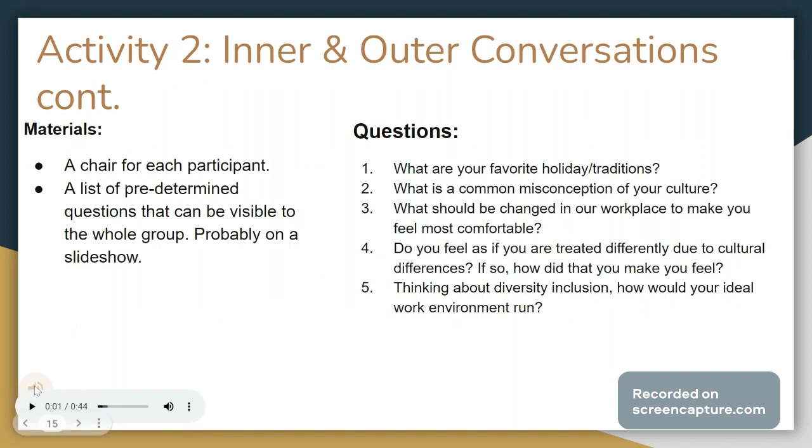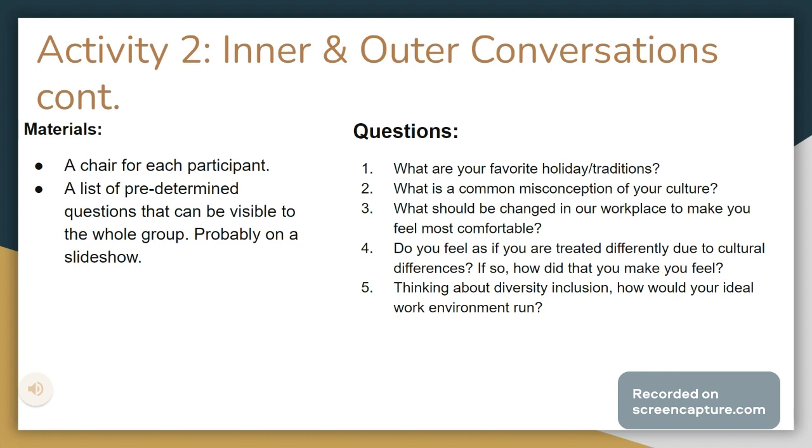The materials needed for this activity are a chair for each participant and a list of predetermined questions that can be visible to the whole group. I would suggest using a PowerPoint or a slideshow that can be shown to everyone and projected in a place where everyone can see it.